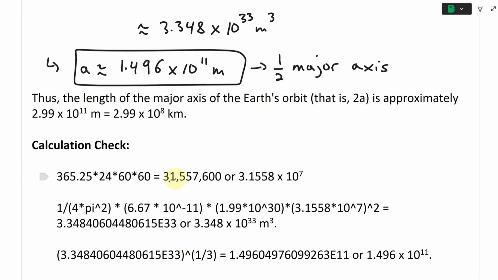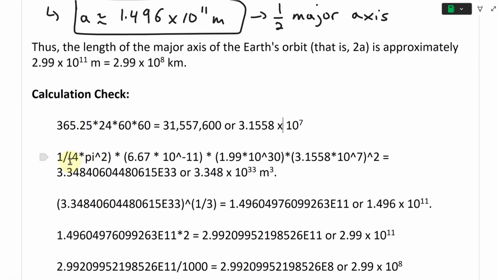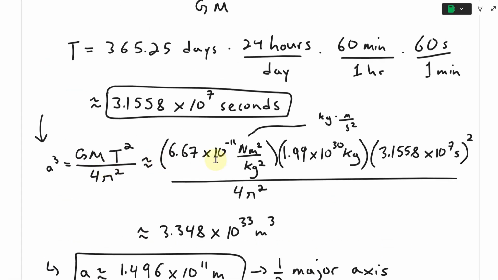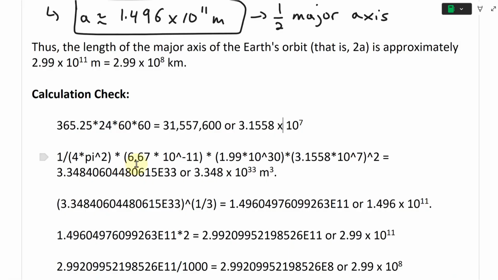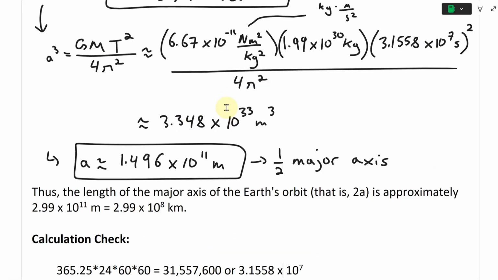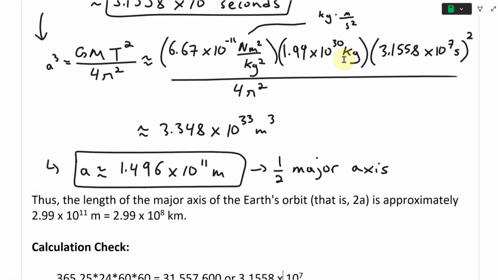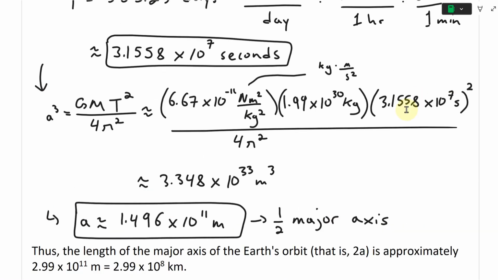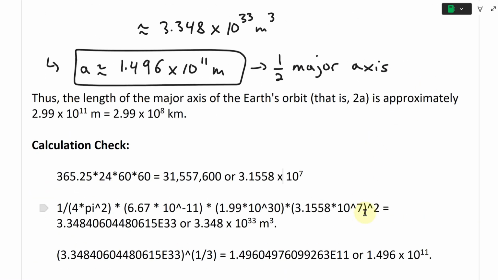That's how many orders of magnitude there are. Then this one right here, 1 over 4 pi squared, that's this whole setup here, times 6.67 times 10 to the power of negative 11, times 1.99 times 10 to the power of 30, and then times 3.1558 times 10 to the power of 7, all squared. Put this in the OneNote calculator and it automatically solves it. It's quite remarkable. So there's 3.3484 and then it says E33, which is the same thing as times 10 to the power of 33.